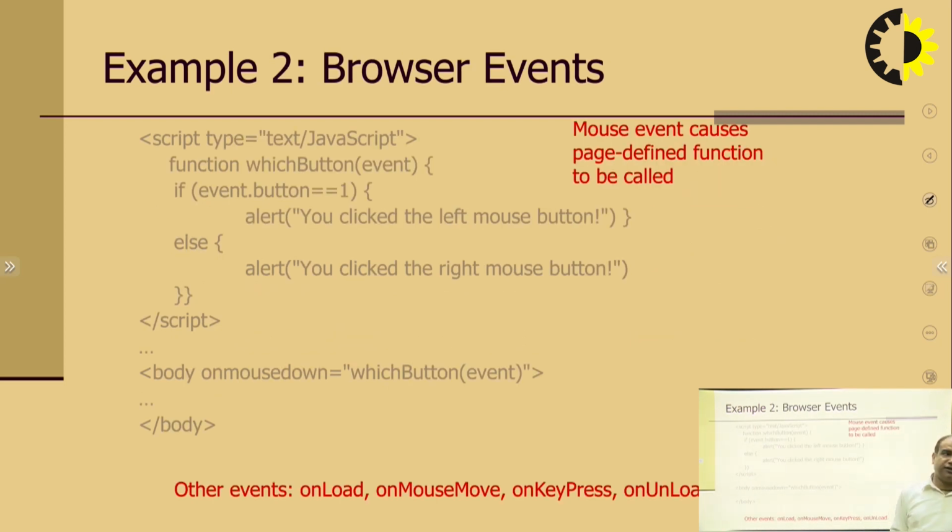Second, a browser event. How will the browser event work? We have to use a button function. Which button? We have defined an event variable. If event.button equals 1, we define a value: alert, you have clicked the left mouse button, else you have clicked the right mouse button. That script is used in the body onmousedown. Which button event is happening? These are the things we have to use. Others are onload, onmouseover, onkey, onunload. We can use all kinds of browser events.